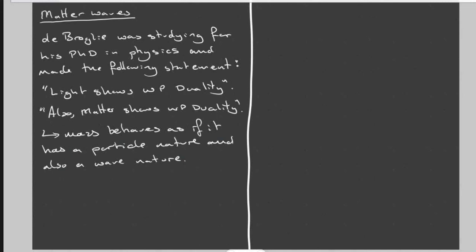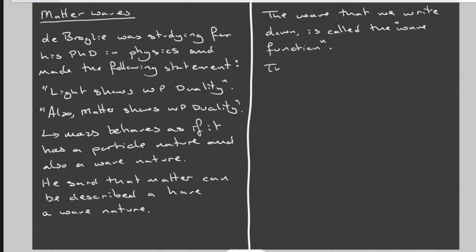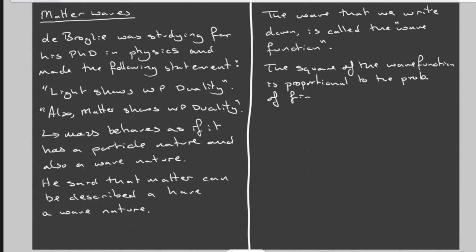So let's just finish this session by just stating in a little bit more detail what he was making as the basis of his PhD. Matter can be described as having a wave nature. The wave that we write down is called wave function. The square of the wave function is proportional to the probability of finding the particle.